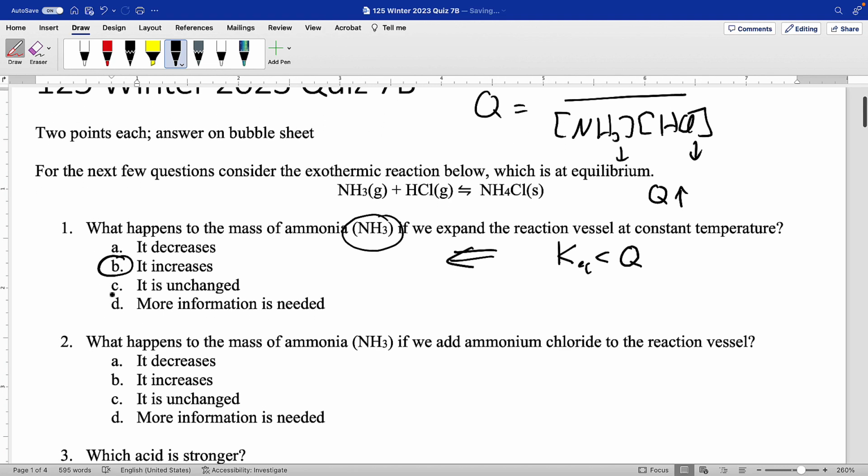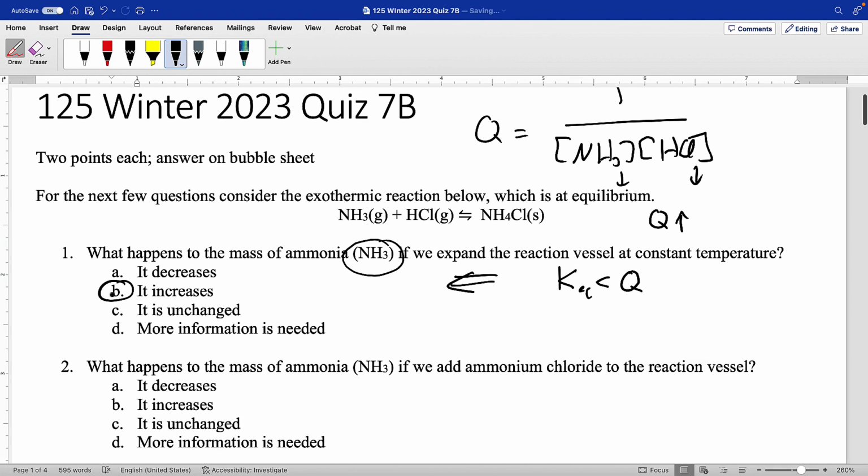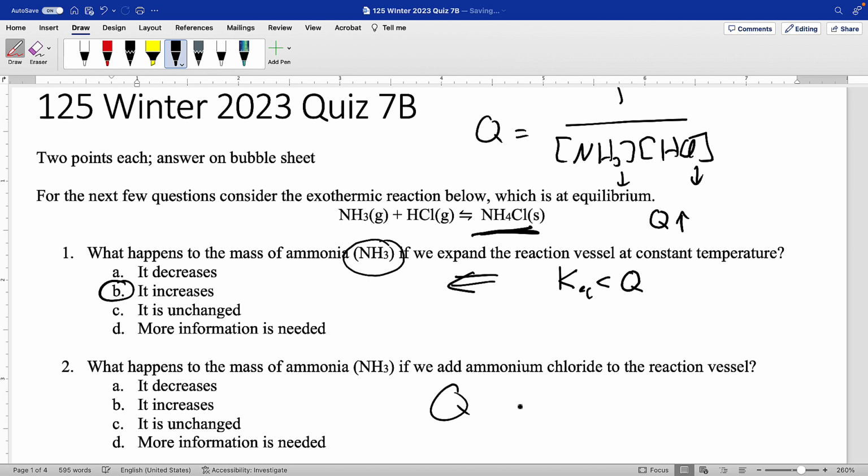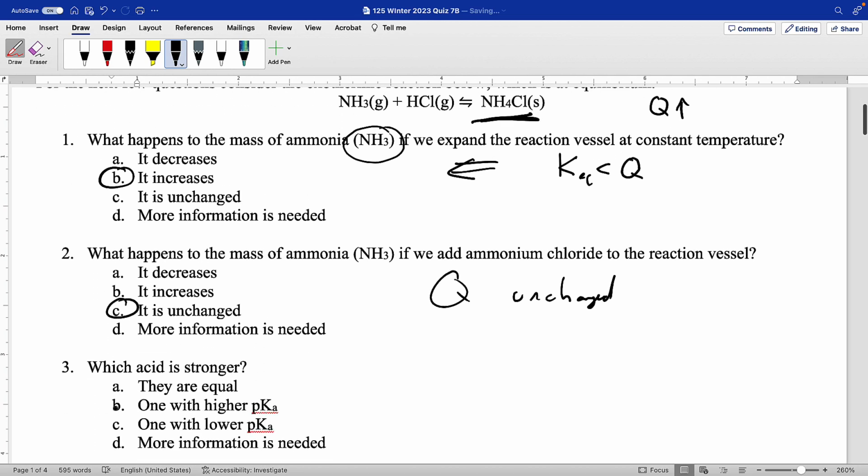Okay, second question, what happens if we add ammonium chloride? Ammonium chloride is a solid, so no matter how much we have in there, the activity is 1, so Q is unchanged. If Q is unchanged, and we didn't change the temperature, so T is unchanged, we can see that nothing happens to the reaction.